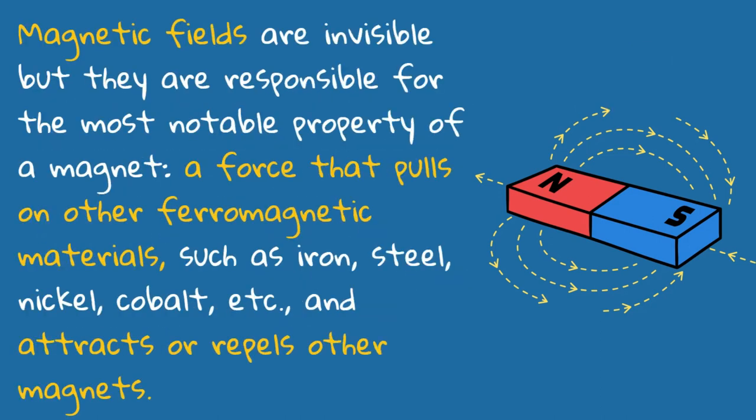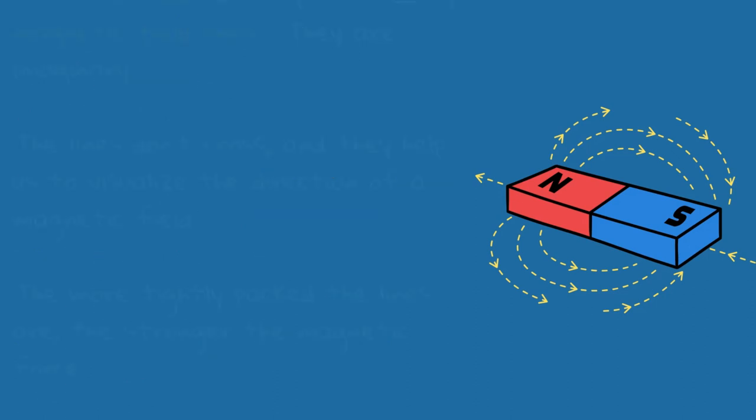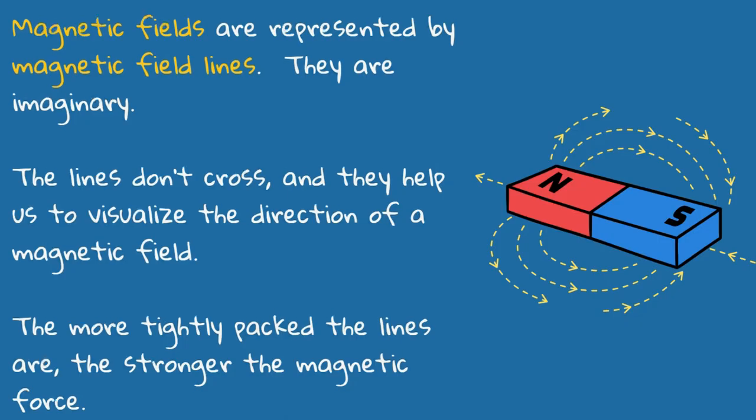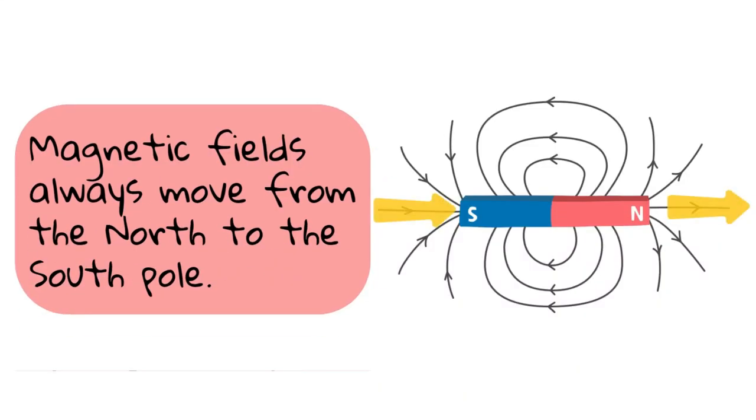Magnetic fields are invisible, but they are responsible for the most notable property of a magnet, a force that pulls on other ferromagnetic materials such as iron, steel, nickel, cobalt, etc., and attracts or repels other magnets. Magnetic fields are represented by magnetic field lines. They are imaginary. The lines don't cross and they help us to visualize the direction of a magnetic field. The more tightly packed the lines are, the stronger the magnetic force. Magnetic fields always move from the north to the south pole.